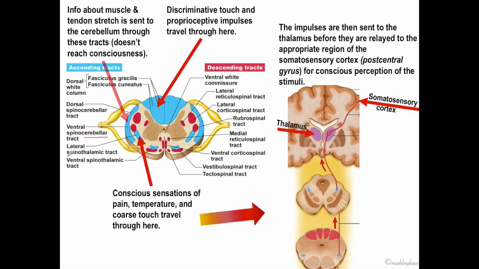Look at this one, spinothalamic tract. That's a cool one. That's the one right here. That's conscious sensation of pain, temperature, and coarse touch that goes through this tract, up the spine. This is the brainstem here, upwards to the thalamus, as we said before multiple times. And from there, it gets relayed to the appropriate region of the post-central gyrus, which is where the somatosensory cortex lies. So that's where we're going to have conscious perception of the stimulus that comes in.